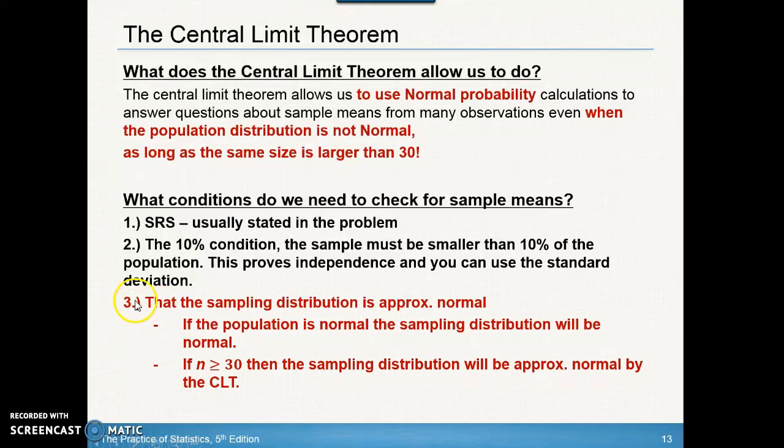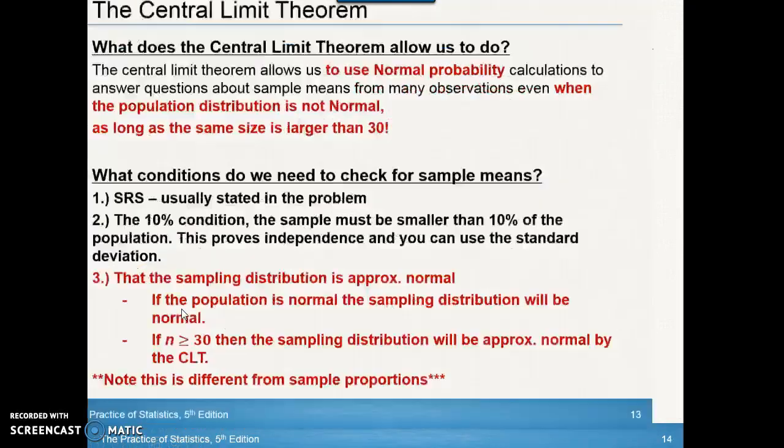And finally, this is what's different. With sample proportions, we proved that it was normal the same way we did with binomial distributions. However, for sample means it's different. If the population is normal, then the sampling distribution will be normal. If n is greater than or equal to 30, then the sampling distribution will be normal by the CLT. Okay, so 3 conditions every single time. SRS, 10% condition, approximately normal. And the only thing you'll have to remember is the difference between sample means and sample proportions.